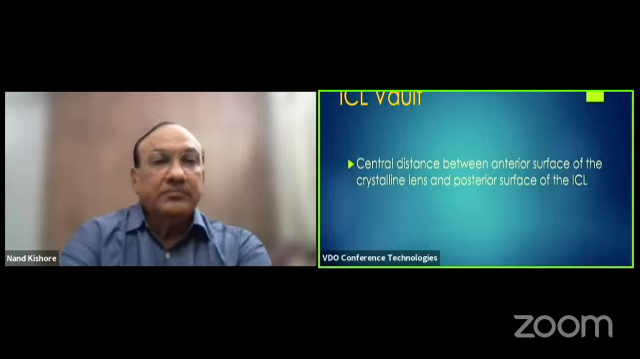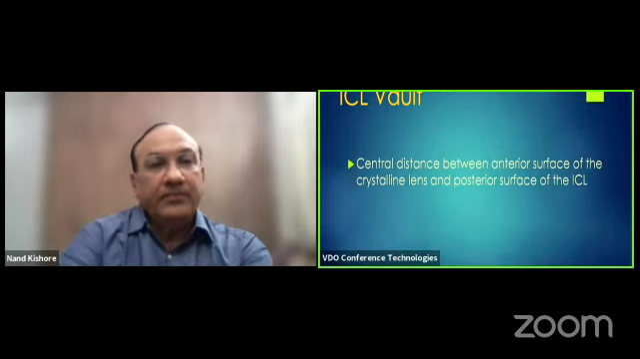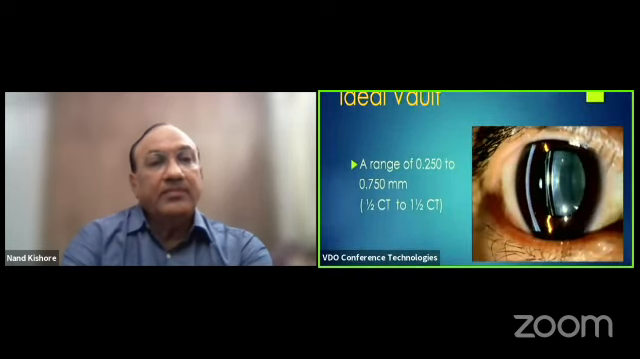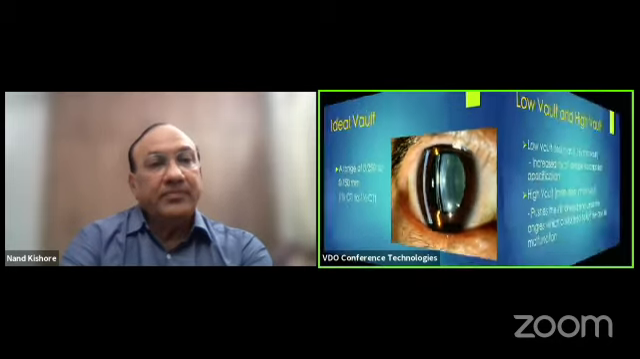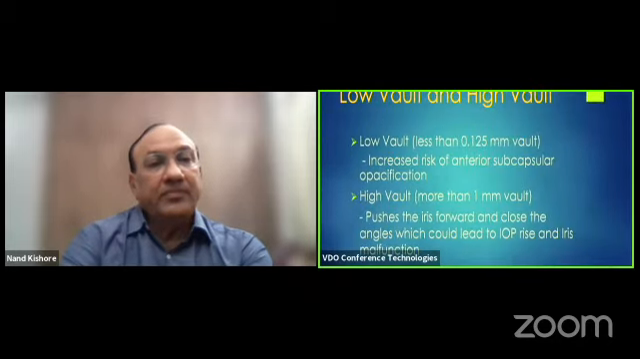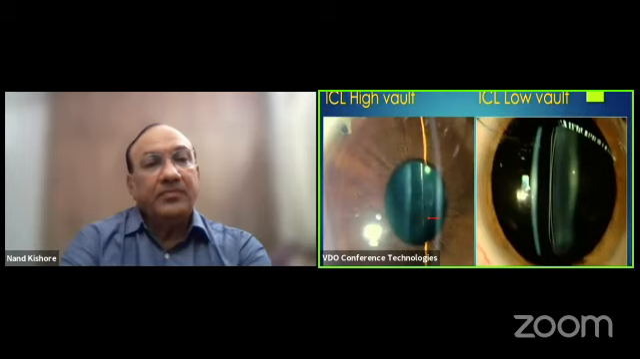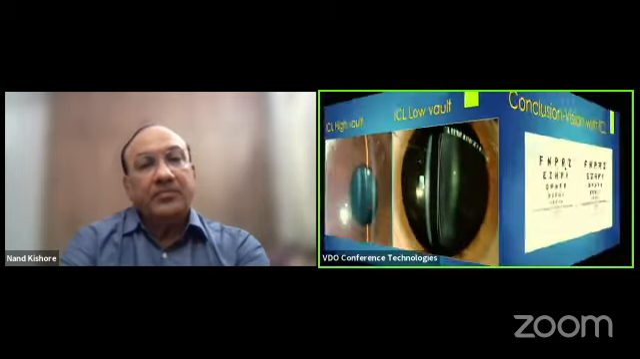Vaulting is the central distance between the anterior surface of the crystalline lens and the posterior surface of the ICL. Ideally, it should be half corneal thickness to 1.5 corneal thickness. That should be the ideal vault. If it is a low vault, it can give rise to cataract. A high vault can give rise to angle closure glaucoma. This is how the high vault looks, and this is how the low vault looks.